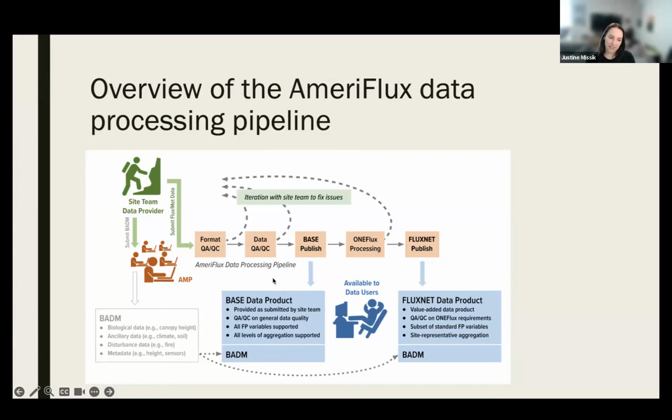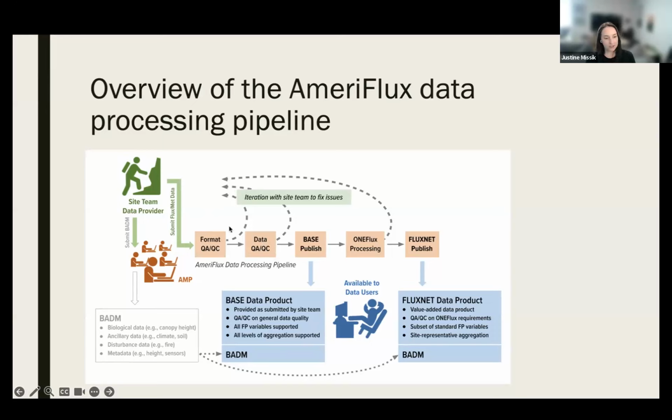And I think that it is pretty common to have issues come up, especially the first time you submit data for a site. So I think that's very usual. And the data team is going to be very helpful with figuring out how to deal with those things.